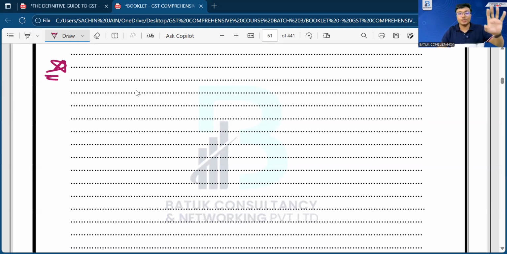I have just shown this particular book or cards because I have received certain queries. So we have created this type of comic book so that one can easily go through it. And I just want to show the first screen in this GST comprehensive course itself.